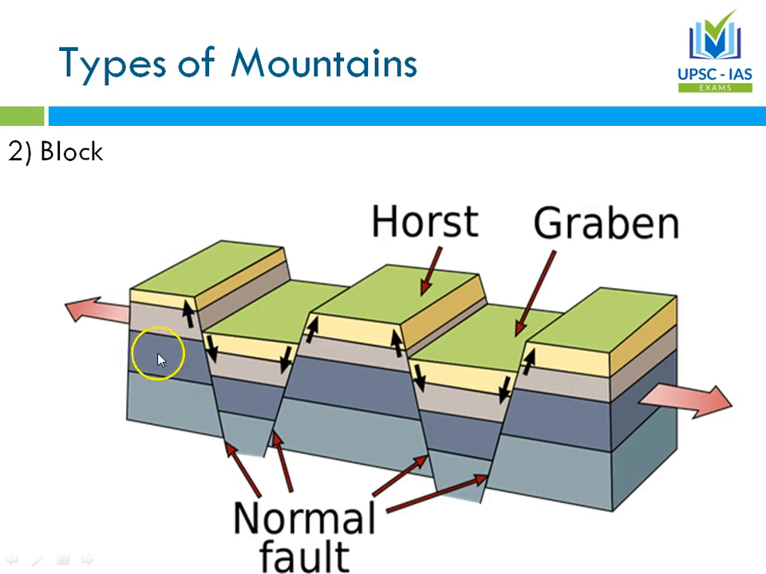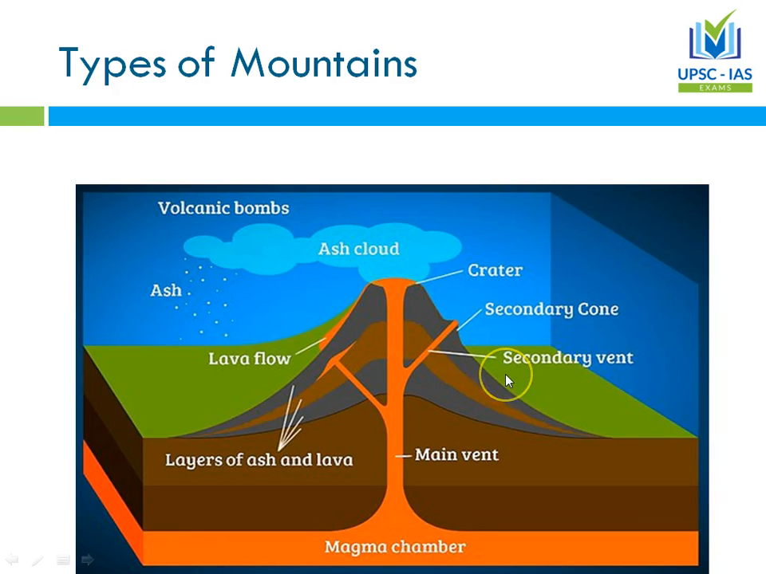As you can see from this picture itself, this part over here is sinking, and this part here is uplifting. And because of that, we see that mountains are formed. So these are known as block mountains, and the uplifting part is known as horst, and the sinking part is known as graben. Right, easy to understand. Again, this is the second type of mountain, which is known as block mountain.